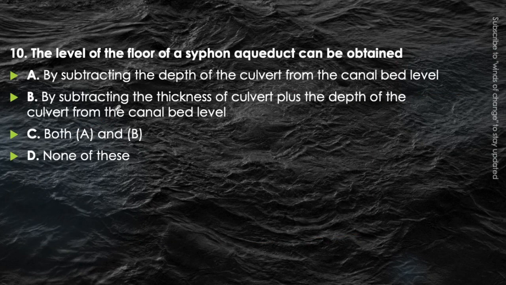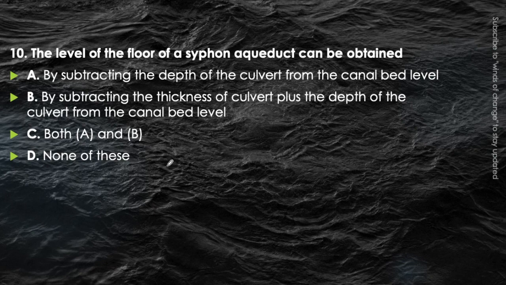Moving on to the next question, the 10th question. The level of the floor of the siphon aqueduct can be obtained by subtracting the depth of the culvert from the canal bed level, or by subtracting the thickness of the culvert plus the depth of the culvert from the canal bed level, or both A and B, or none of these. Think about the image of the siphon aqueduct in your mind.